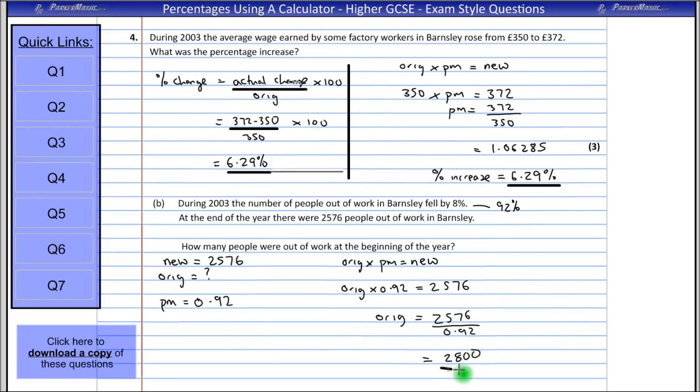Then we should check our answer makes sense. So if it started with 2,800 and then we reduced it, we would get a smaller number, which is what we have. So that answer kind of makes sense.